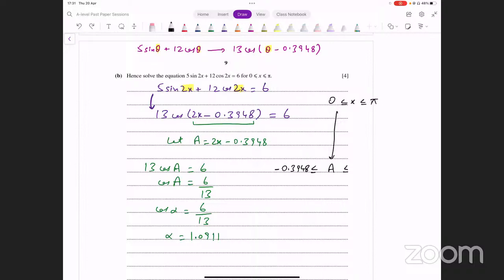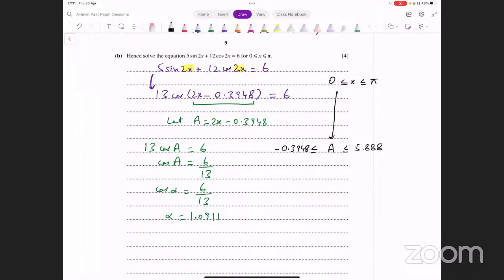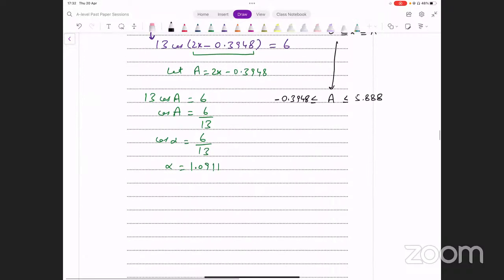2 pi minus 0.3948, and that's giving me 5.888 here. ठीक है. तो a का जो इंटरवल है, that is from minus 0.3948 to 5.888. ठीक है. अब आपने क्या करना है, आपने क्वाड्रेंट्स देखने हैं, क्वाड्रेंट्स में उस इंटरवल के अंदर आपने देखना है कौन से एंगल्स आ सकते हैं। ठीक है, so these are our quadrants. Now cos is supposed to be positive.